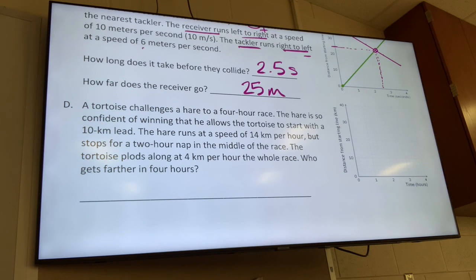Classic story, Tortoise and the Hare. Tortoise challenged the hare to a 4-hour race. The hare is so confident of winning that he allows the tortoise a 10 kilometers lead. So now we've switched to kilometers per hour. So the tortoise is going to start here, and the hare will start at 0. The hare runs at a speed of 14 kilometers per hour, but stops for a 2-hour nap in the middle of the race. So we need to go up to 14, but he's going to stop in the middle.